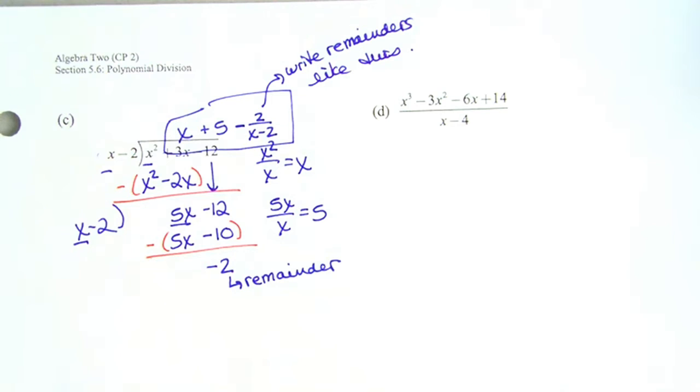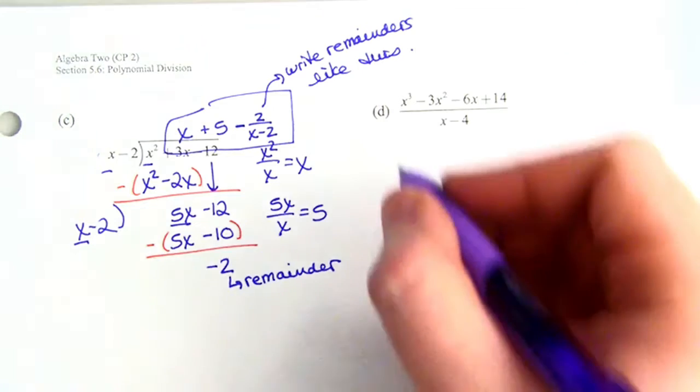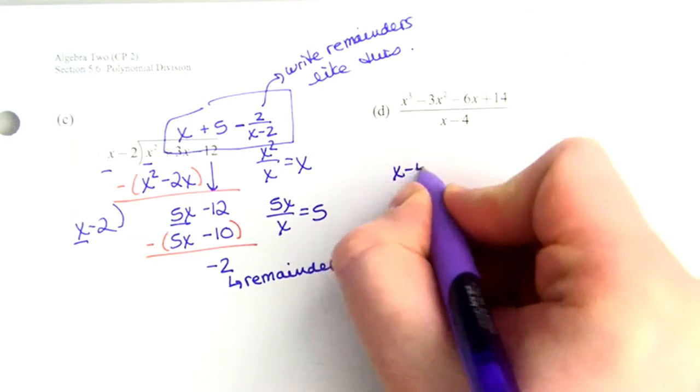I want to see if you can do letter D, and when you're done with D, send the remainder into Edpuzzle. There will be a remainder. Tell me what that is and send it into Edpuzzle. Oh, wait a minute. Before we do anything, I guess I need to write this like a normal looking long division problem.